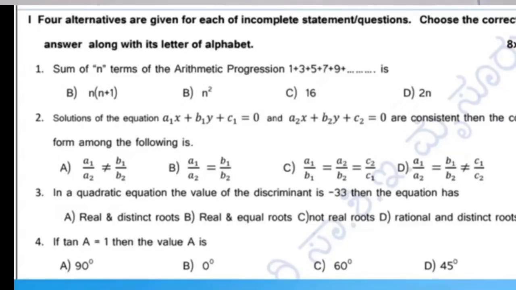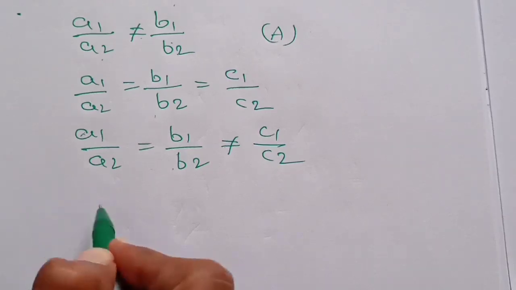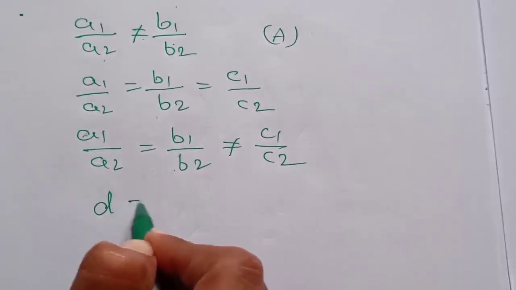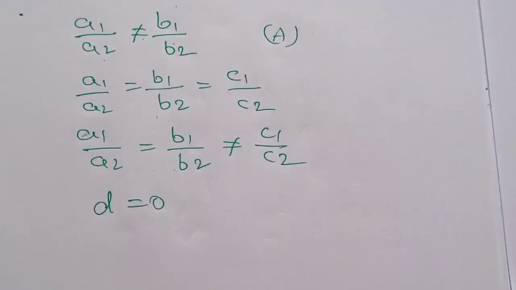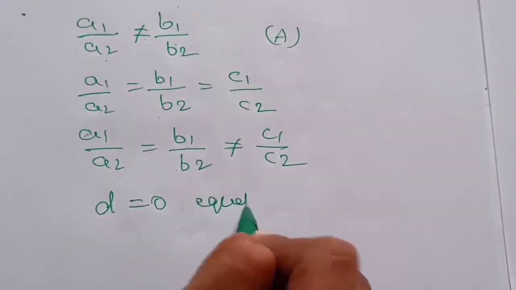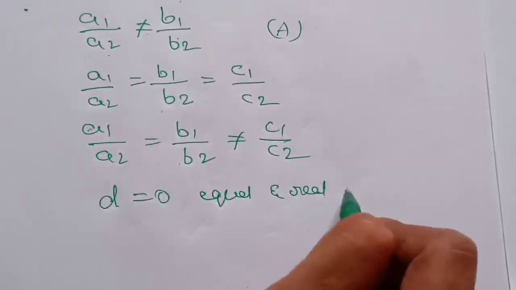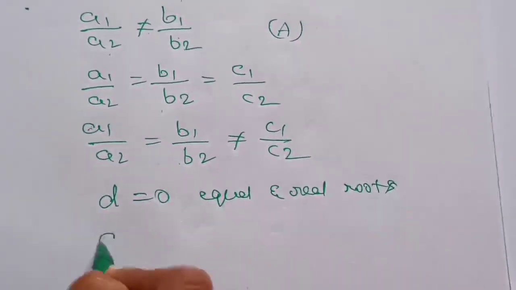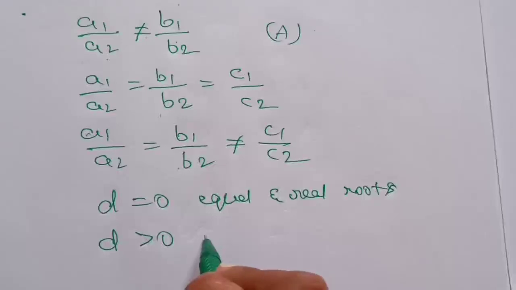Okay, now we will move on to the next question, children. In a quadratic equation, the value of the discriminant is minus 33, then the equation has. Simple. In the discriminant value, if D is equal to 0, then it has equal and real roots. I'll write that also, equal and real roots, correct? If D is greater than 0, two distinct roots.